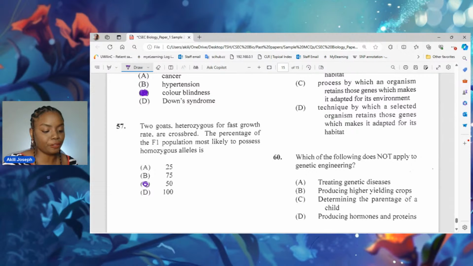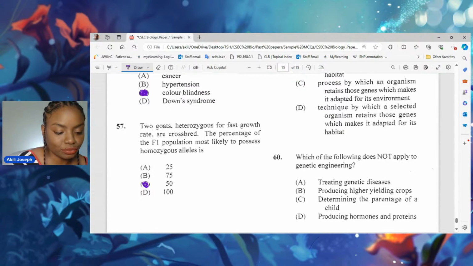It is 50%. When you have two heterozygous individuals being crossed, in terms of your alleles, the ratio is 1 homozygous dominant to 2 heterozygous to 1 homozygous recessive. Both your homozygous dominant and your homozygous recessive individuals will be homozygous, or have the same alleles. So 2 out of 4 would be 50%, right?